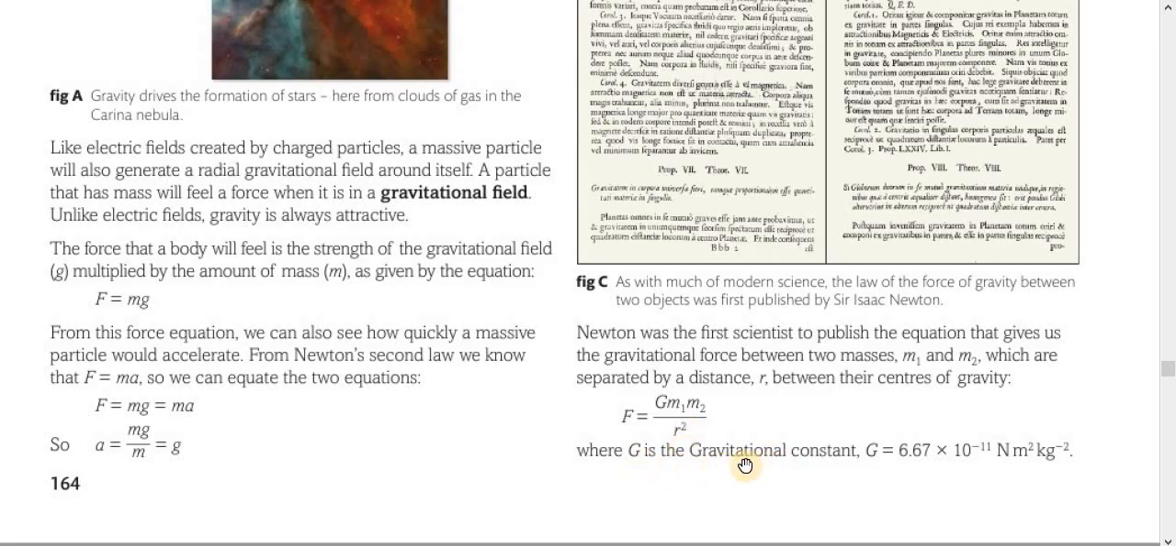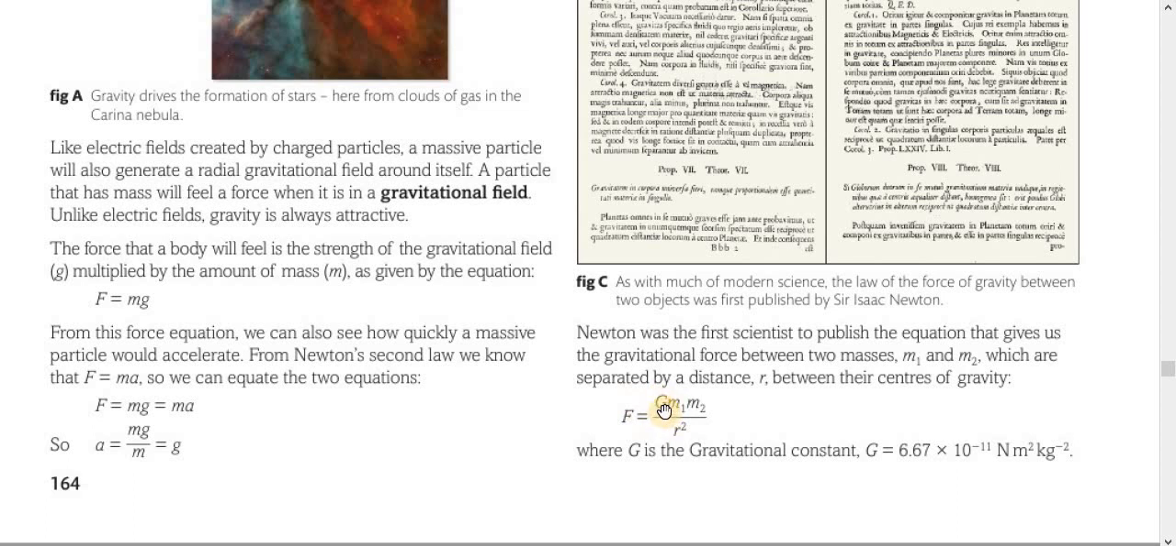G is the universal gravitational constant. It is a constant for the whole universe. The value of that is 6.67 into 10 to the power of minus 11 newtons meter squared per kilogram squared. And if you forget the unit of this, you can work it out from the units of the other quantities.